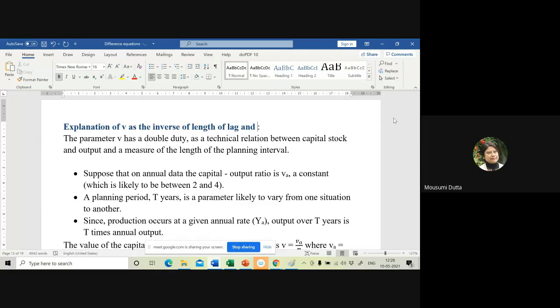Whereas Hicks is presenting the investment as a difference of income between two periods. So that is the idea.